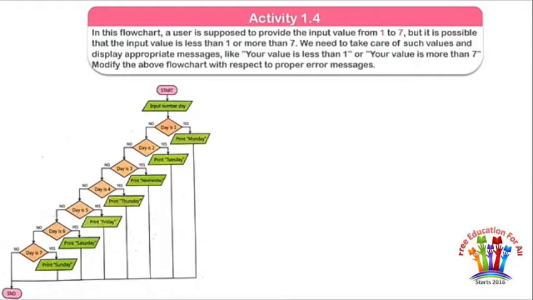Now it's activity 1.4, where you have to design an algorithm that takes a digit 1 to 7 and presents the opposite value. For example, when you enter 1, the computer will present Monday. When you enter 2, it will present Tuesday. Same, 3 for Wednesday, 4 for Thursday, 5 for Friday, 6 for Saturday, and 7 for Sunday.